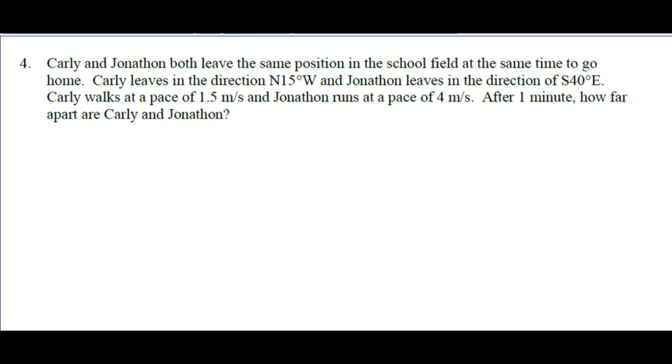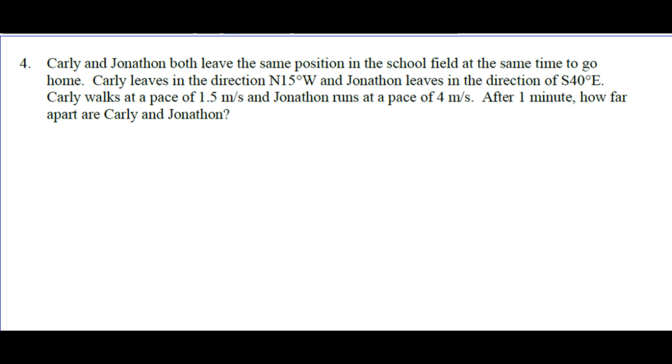That's cool. Your choice. Carly leaves in the direction north 15 degrees west, and Jonathan leaves in the direction of south 40 degrees east. Carly walks at a pace of 1.5 meters per second, and Jonathan, who has to get home in a hurry, runs at a pace of 4 meters per second. After 1 minute, how far apart are Carly and Jonathan?